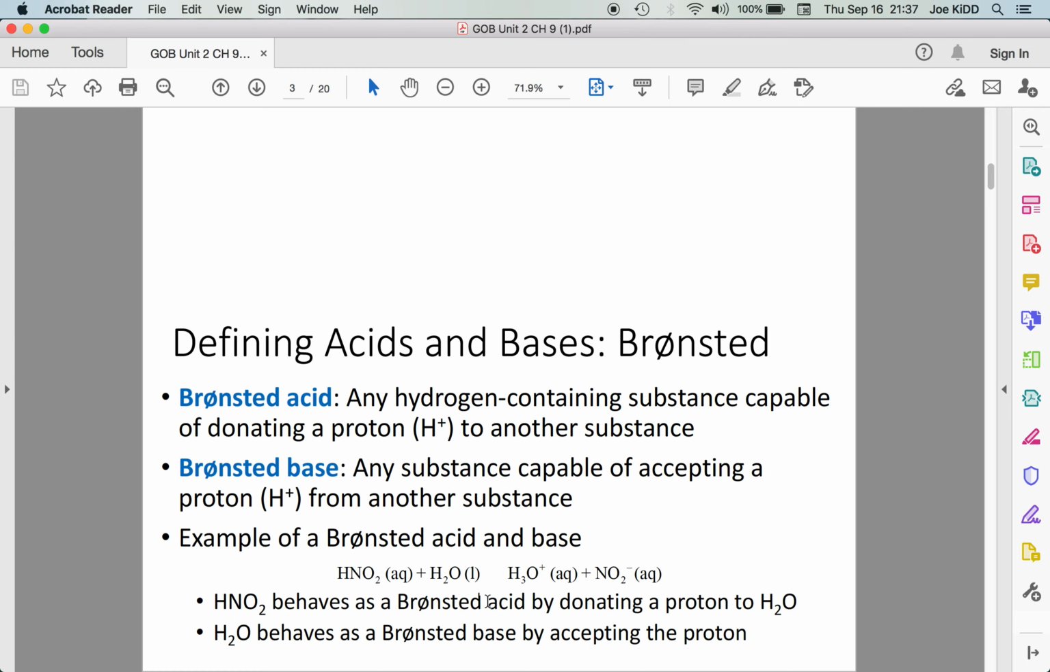Really, one of the big ones where this comes into play would be things like water, where water can behave as both the acid and the base, depending on which water molecule is giving up the hydrogen and which water molecule is accepting it.